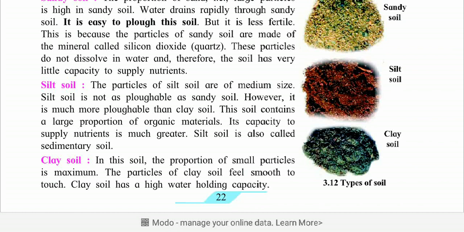This soil contains a large proportion of organic materials. Its capacity to supply nutrients is much greater. Silt soil is also called sedimentary soil. These all are scientific words, dear students. For the best example of silt soil, I will give you the soil present in a farm.